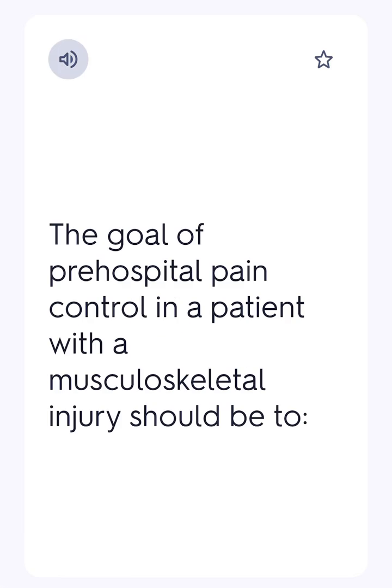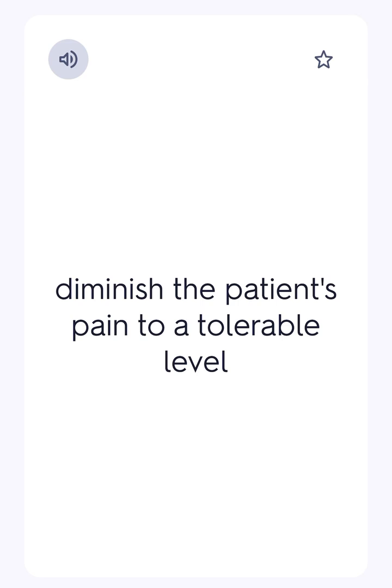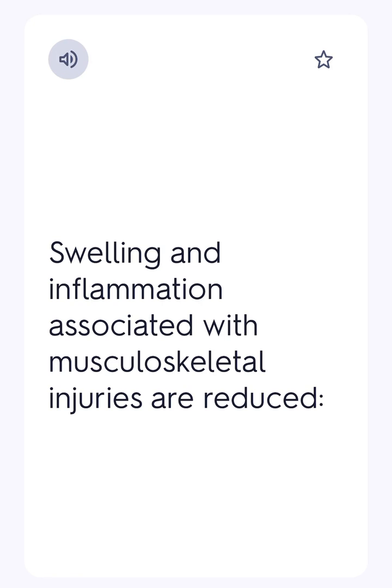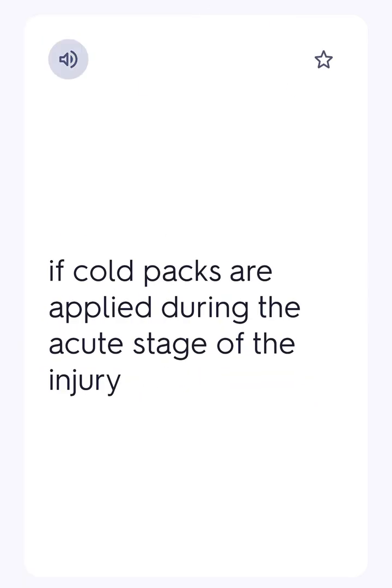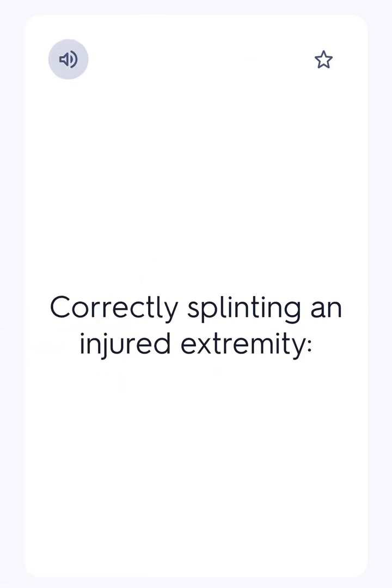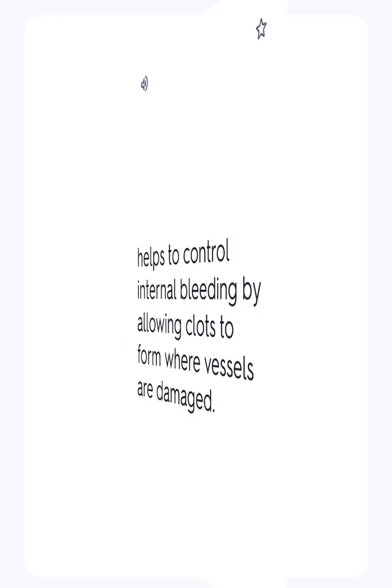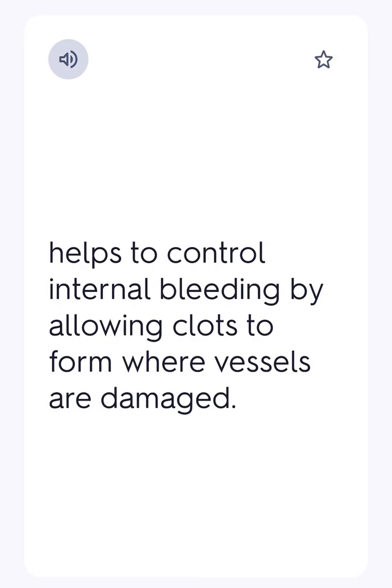The goal of pre-hospital pain control in a patient with a musculoskeletal injury should be to diminish the patient's pain to a tolerable level. If cold packs are applied during the acute stage of the injury, swelling and inflammation associated with musculoskeletal injuries are reduced. Correctly splinting an injured extremity helps to control internal bleeding by allowing clots to form where vessels are damaged.